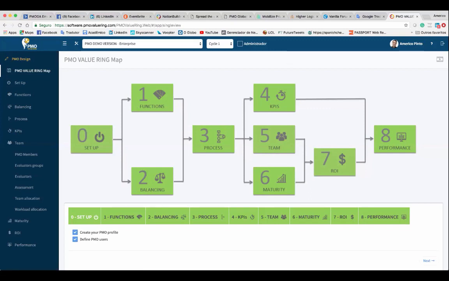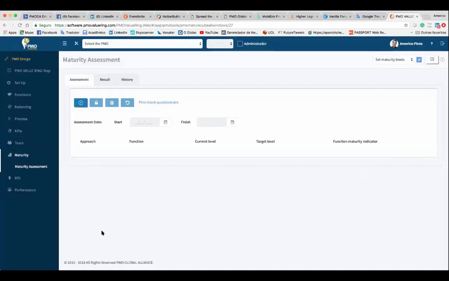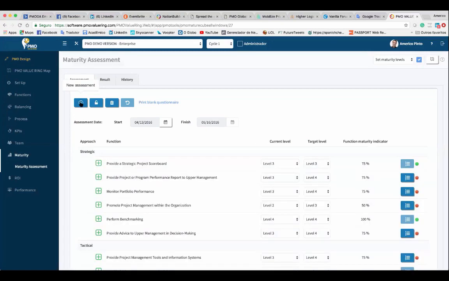Okay, so now you can see maturity. We have two tasks: set maturity level and establish action plans. So let's start. Maturity assessment, you can create a new one here, right? And you can see that we have 3 tabs: assessment, results, and history. So what you can do is create a new assessment here.